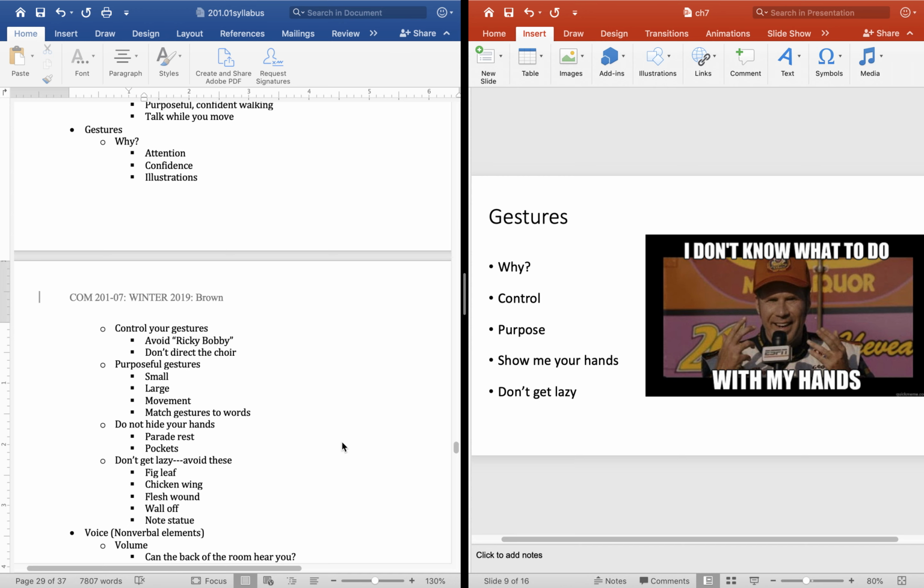What you don't want to do is hide your hands. Don't put them in your pockets or behind your back.